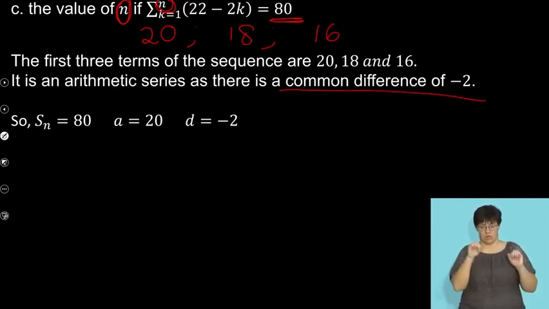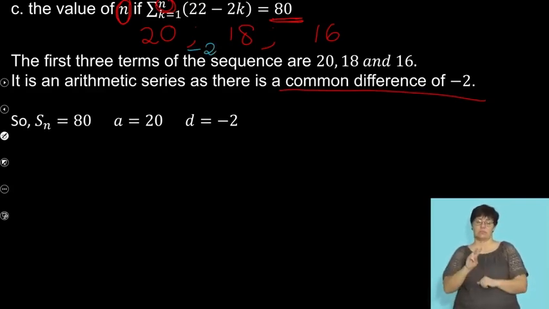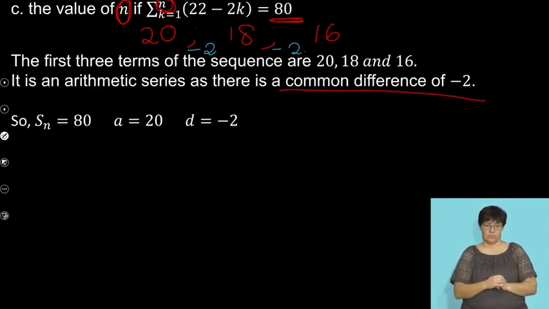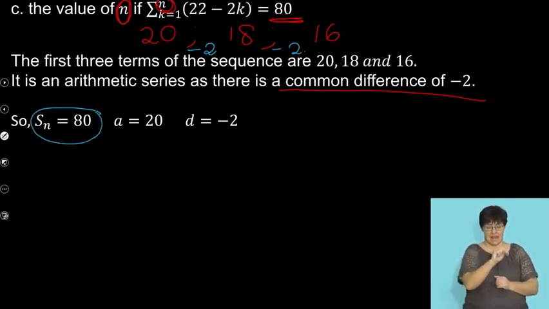I'm sure that everyone will agree with me that moving from 20 to 18, I've subtracted 2. Then moving from 18 to 16, I have subtracted 2. Because I'm trying to find the n that leads to the series having a total value of 80, I'm going to be substituting in 80 for my Sn.